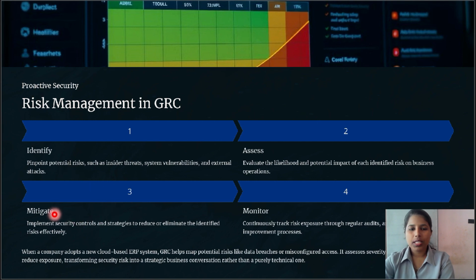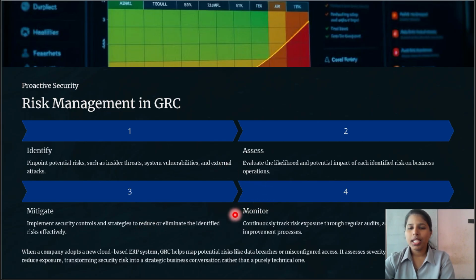And the third is mitigating. Mitigate means implementing security controls and strategies to reduce or eliminate the identified risk efficiently. Strategies are developed and implemented to reduce the likelihood or impact of the identified risk. This can involve implementing controls, developing contingency plans or transferring the risk.